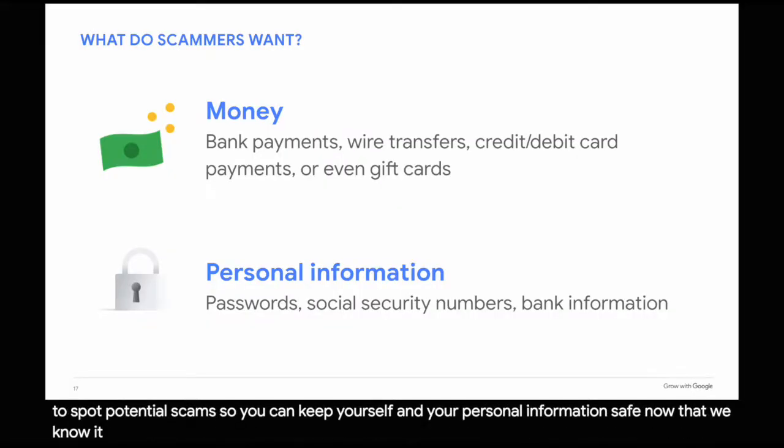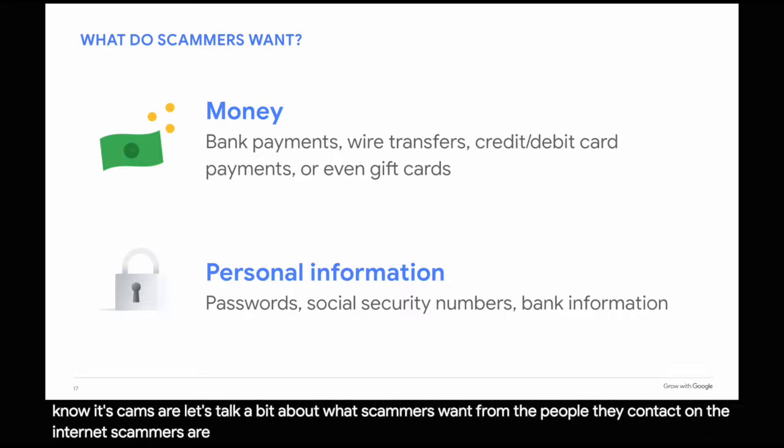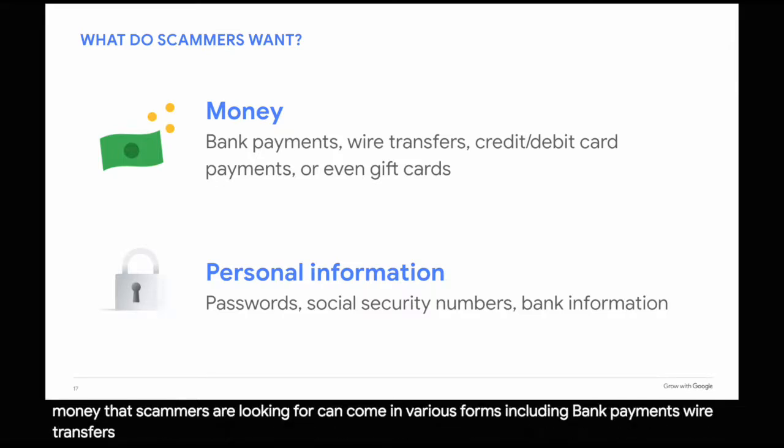Now that we know what scams are, let's talk a bit about what scammers want from the people they contact on the internet. Scammers are generally looking for two things: money and personal information. The money that scammers are looking for can come in various forms, including bank payments, wire transfers, credit or debit payments, or even gift cards.